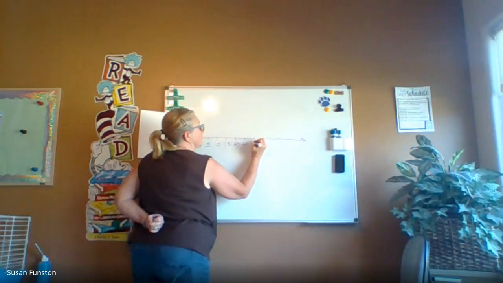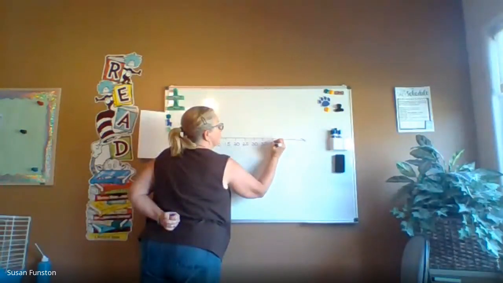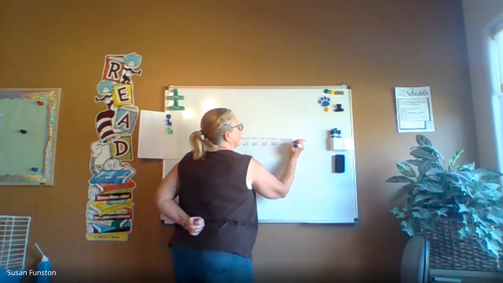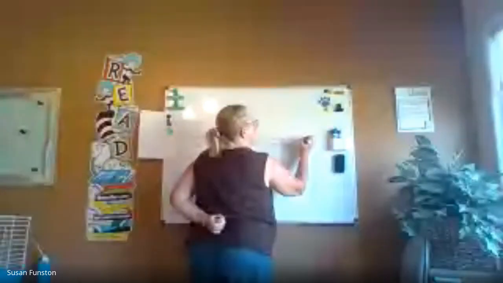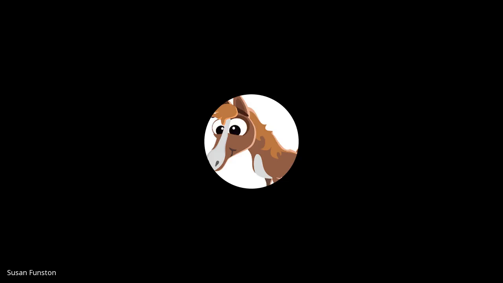25, 30, 35, 40, 45, 50, 55, and 60. So my number line is showing 1 hour because each of these spaces is 5 minutes. 5, 10, 15, 20, 25, 30, 35, 40, 45, 50, 55, 60, which is 1 hour.